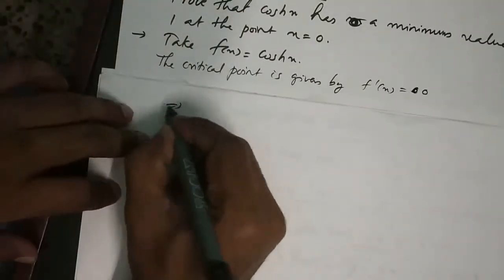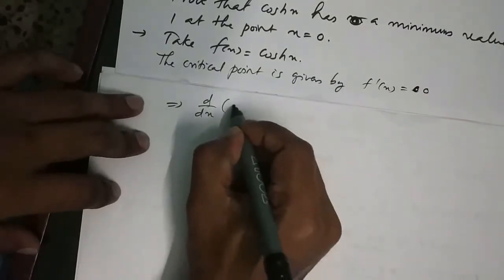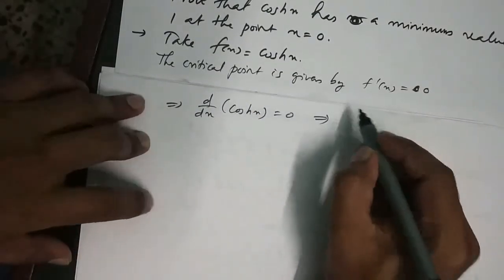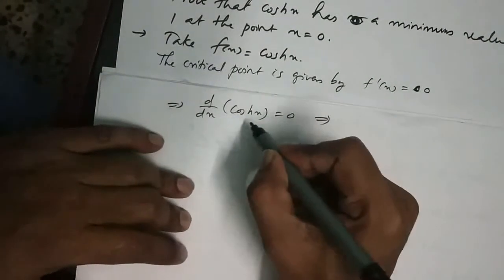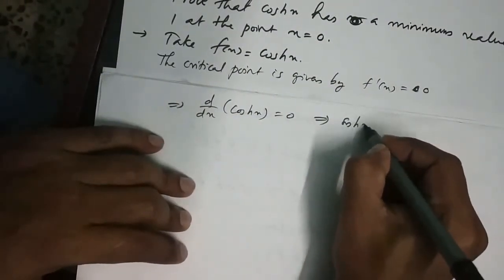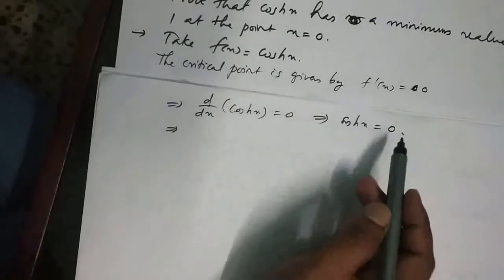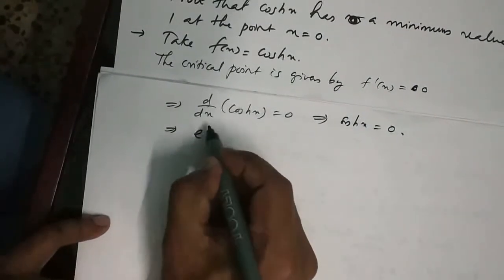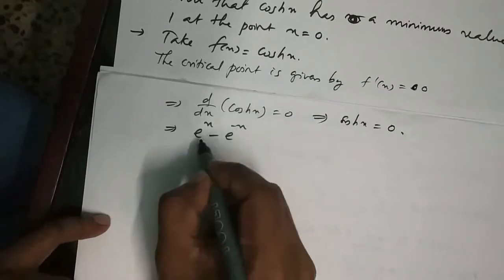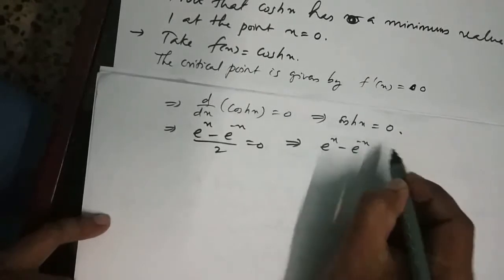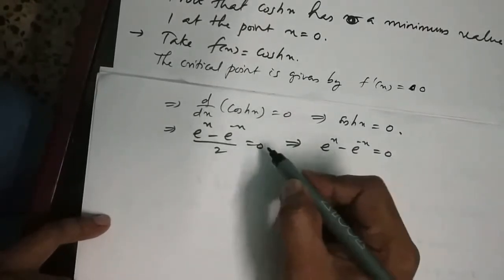So f dash of x equals 0 means d by dx of cosh x equal to 0, we are doing this for finding the critical points. d by dx of cosh x is sinh x, so sinh x equal to 0. What are the points of x such that sinh x equals 0? Sinh x equals 0 means that e power x minus e power minus x divided by 2 equals 0. That means e power x minus e power minus x equals 0.